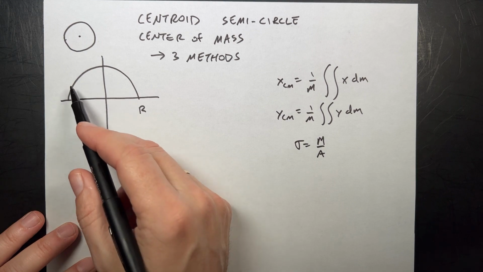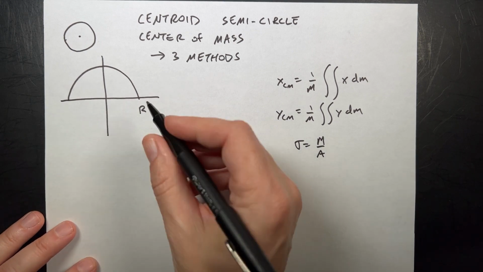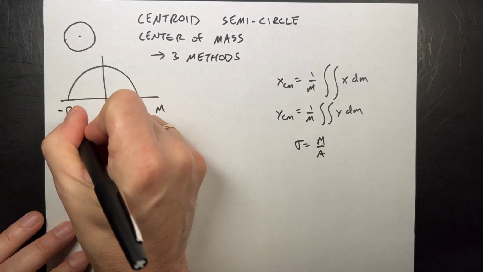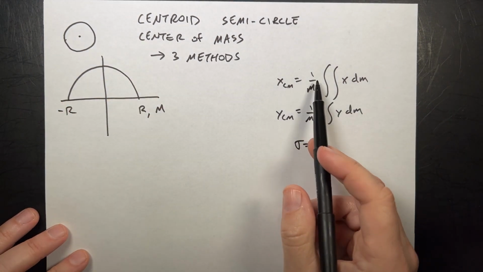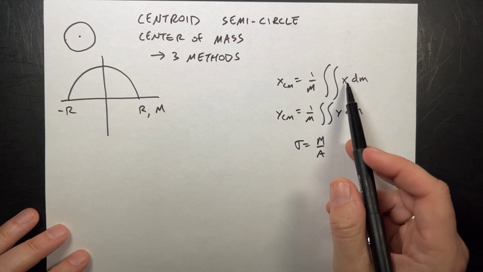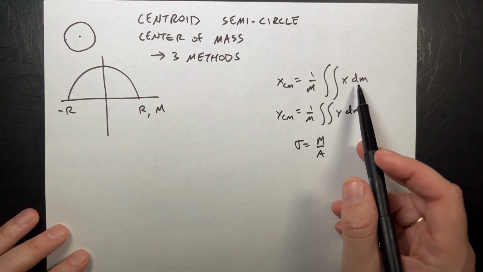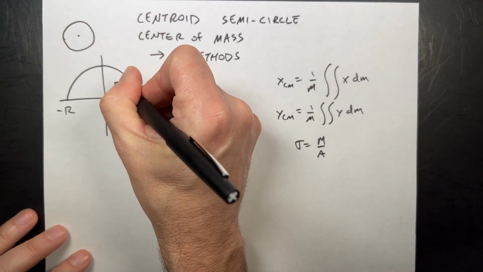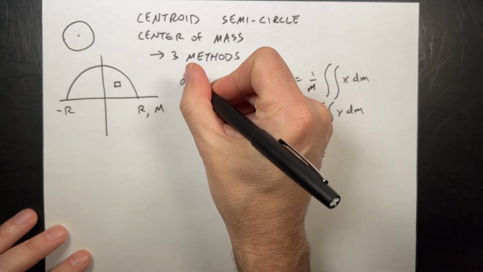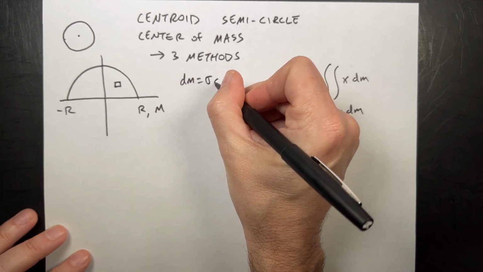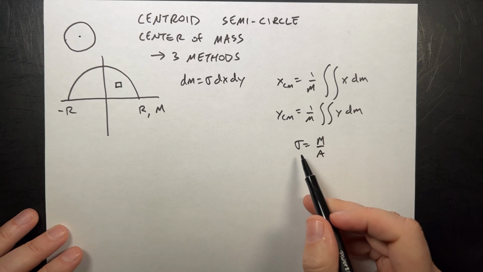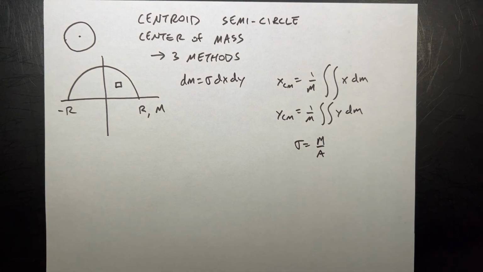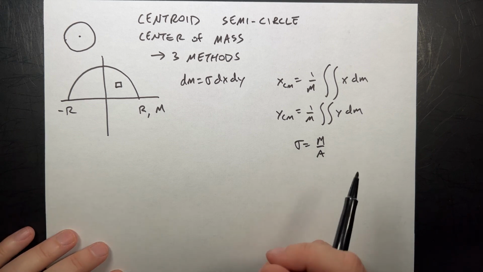So let's say that we have a semicircle of total mass m, radius r, going from negative r to r. And so the x center of mass is 1 over the mass times the integral of x times each mass that you integrate. If I break this up into little pieces, here's my little dm. In Cartesian coordinates, dm would be sigma dx dy, where sigma is just the area mass density. It's the mass per area.